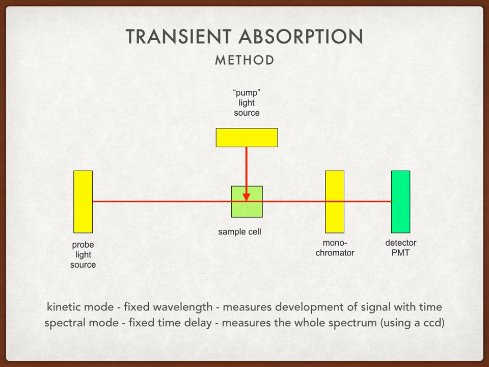And I just have a simple monochromator and a detector. Detectors commonly were PMTs, they're increasingly CCDs. And I can measure my spectra in two different ways: either a kinetic mode, where I look at a single wavelength and look at how the signal develops over time, or in spectral mode, where I look at a fixed time delay and measure the whole spectrum.